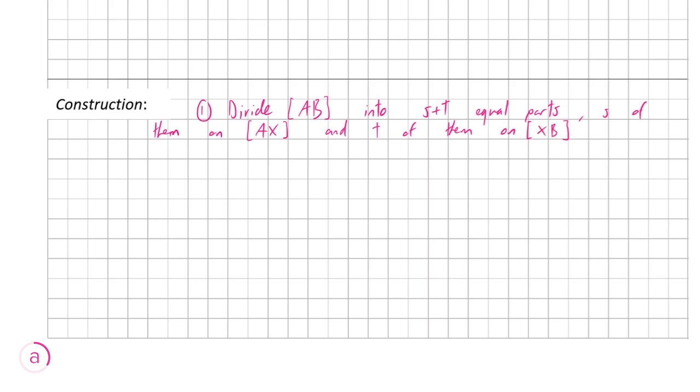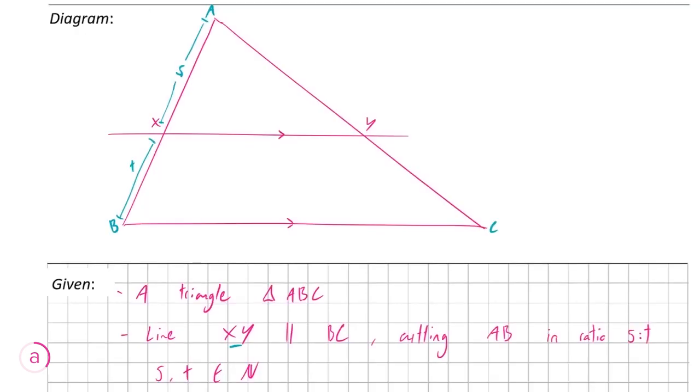So the first part of our construction is to divide AB into S plus T equal parts, with S of them on AX and T of them on XB. So what this essentially means is that S and T is just any arbitrary ratio. So it's any numbers S and T that are natural. So in the case of this problem, we're going to let S be 3 and T be 2, but you can choose any number that you wish, because these are just arbitrary natural numbers. So that's going to look like this.